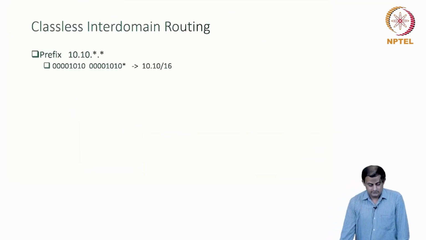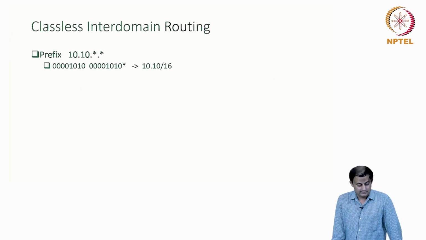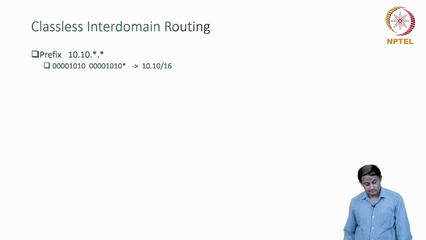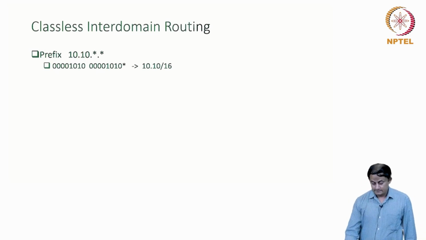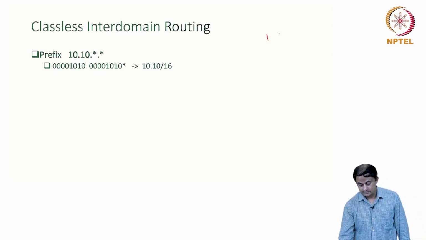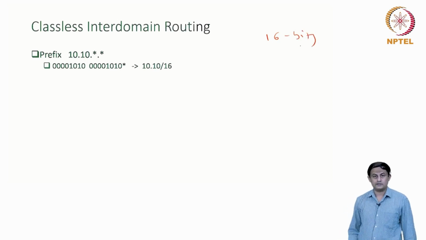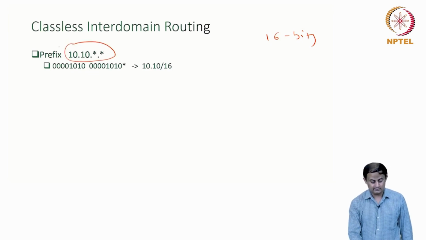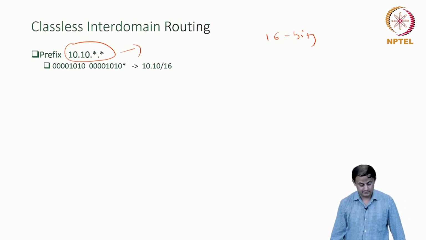That brings us to the concept of something called prefix based routing. So in effect, if I am saying that my network address is 16 bits, the routing table entries are 16 bits. If it is starting with 10.10, then I can denote the entries inside the routing table using this prefix notation. 10.10 star is actually a prefix notation.